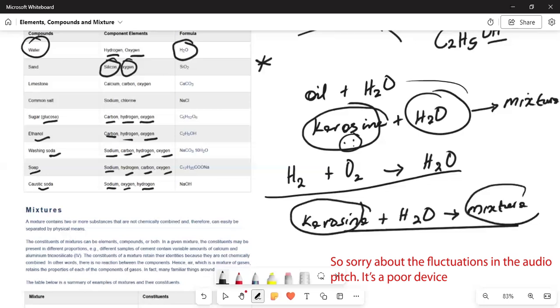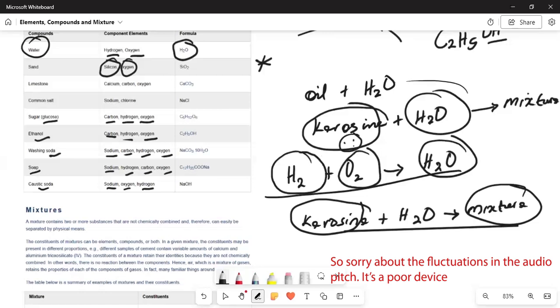Also, there's no chemical formula. Unlike this, which is a chemical formula. This is a chemical symbol of an element. This is also a chemical symbol of an element. So the point I'm trying to bring out here is that in mixtures, the components are not chemically combined, and we cannot represent them with a chemical equation. Also, the components are not present in a fixed ratio by mass, and so there's no chemical formula for a mixture.